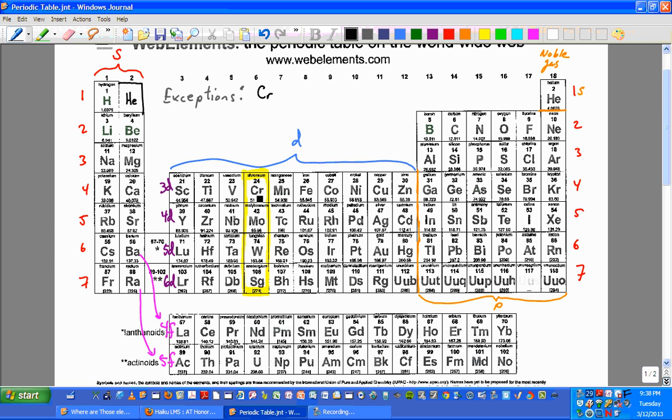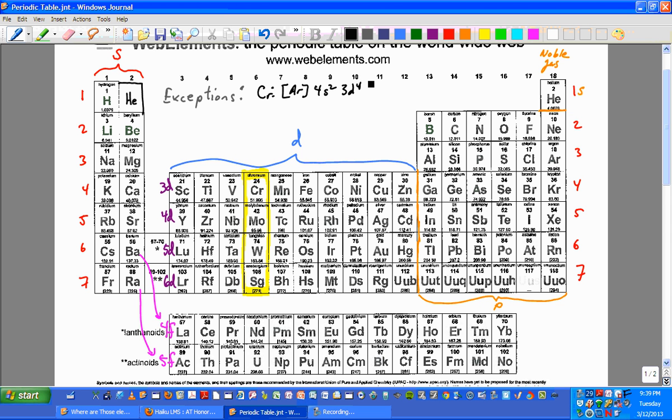chromium, so that's 24. We're going to do noble gas shorthand. I'm going to back it up until I get to a noble gas. What's the noble gas I'm going to use? Backing up, backing up, backing up. You guys should have said argon by now, I hope. There it is. So it's argon. And then I go forwards from there, and that's going to be 4s2, 3d, 1, 2, 3, 4.